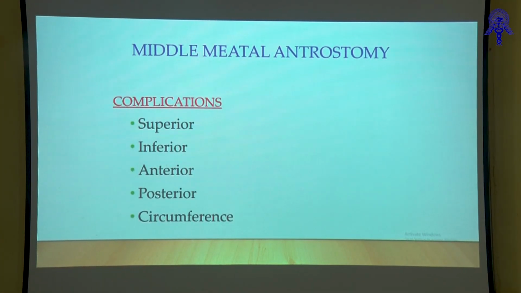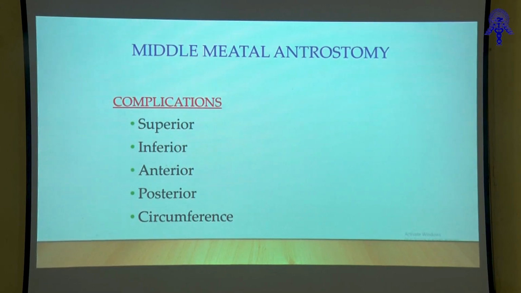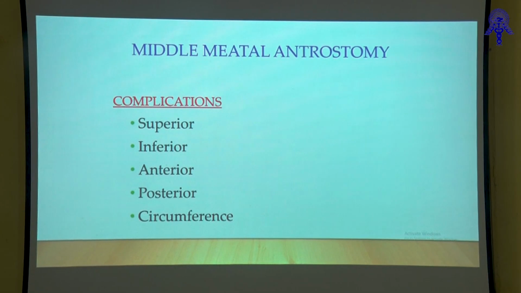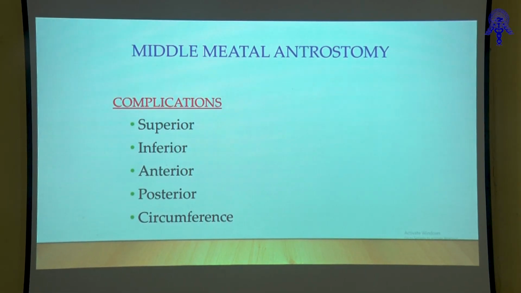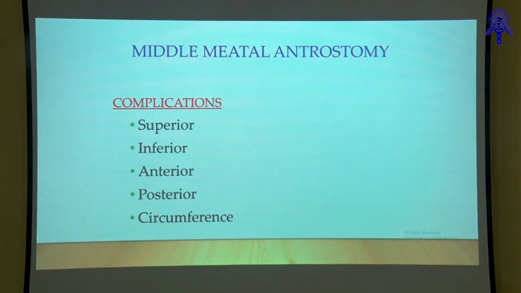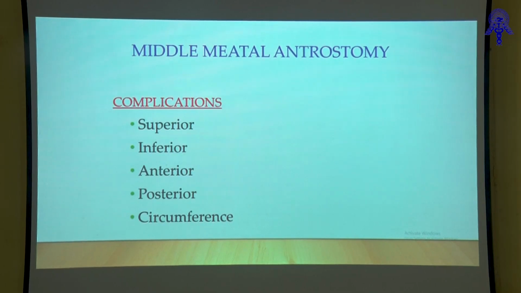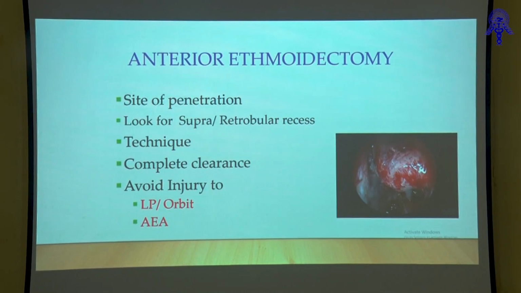Complications: if you go too much superiorly, you are going to go to the orbit. If you come too much inferiorly, you are going to damage the inferior turbinate. If you go anteriorly, you are going to damage the nasolacrimal duct. If you go too much posterior, you will get to the sphenopalatine artery and cause heroic bleeding. And circumferentially, we are not supposed to strip the mucosa of the natural ostium, because that can cause cicatrization and therefore physiological failure of the surgery.